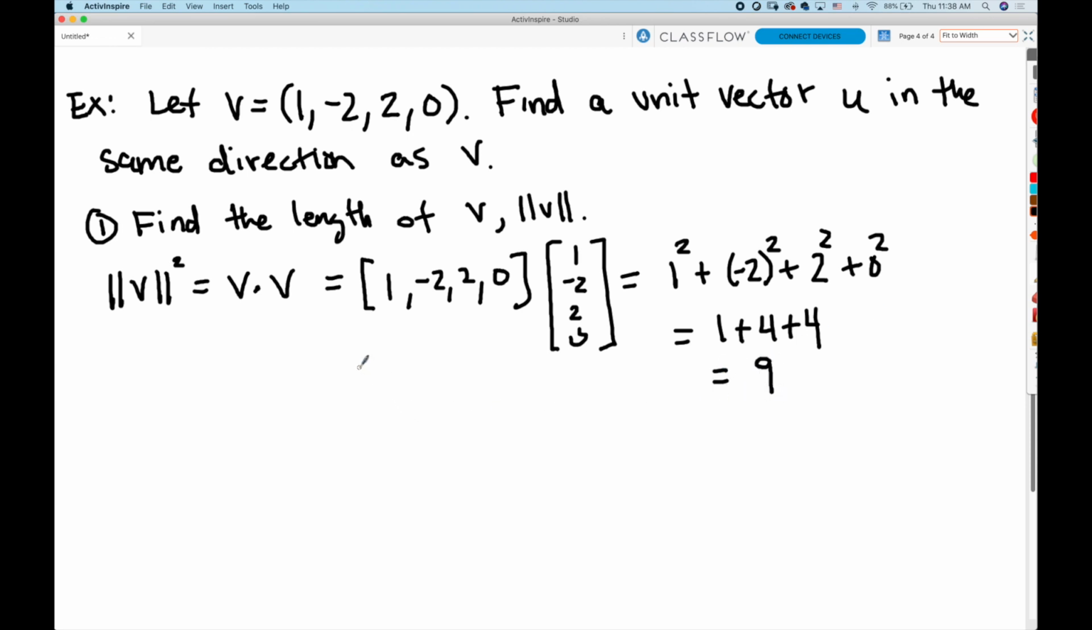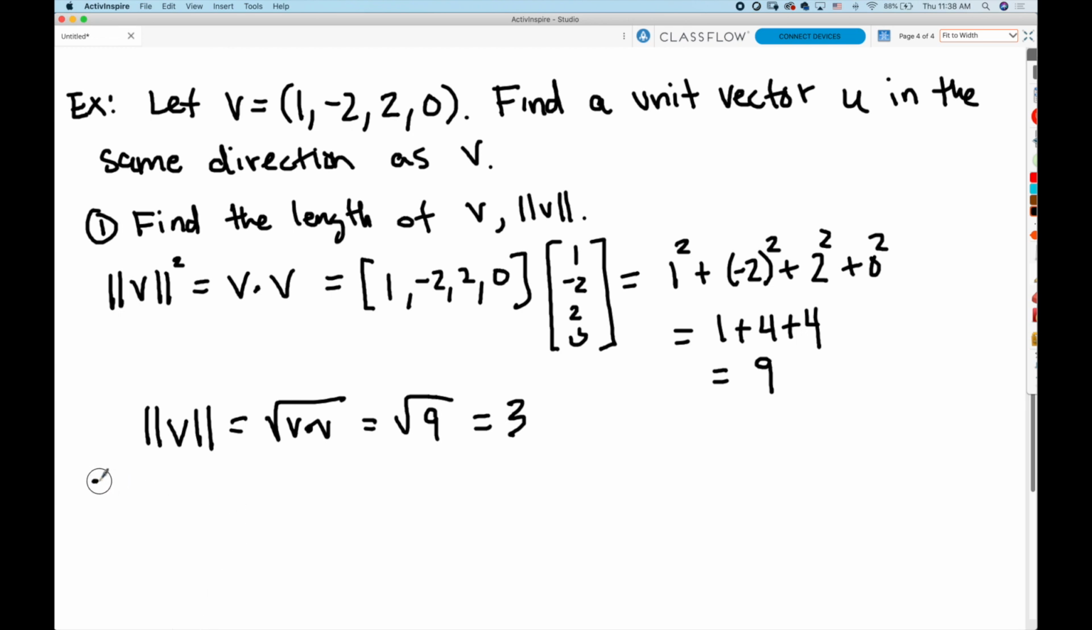All right. And so my length, so this is just my norm squared. My norm is equal to the square root of v dot v, right? And so this is the square root of 9, which is 3. So my length, or my norm in this case, is 3.